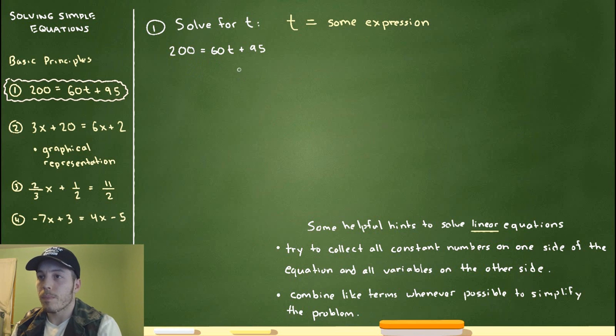So we're going to begin. We're going to try to do some manipulations, and through these manipulations, we're going to try to isolate t. It's kind of like a puzzle in that sense, to figure out what you have to do to isolate your variable. So one thing we could do is try to collect all constant numbers on one side of the equation. So I could try subtracting 95 from the right side of the equation.